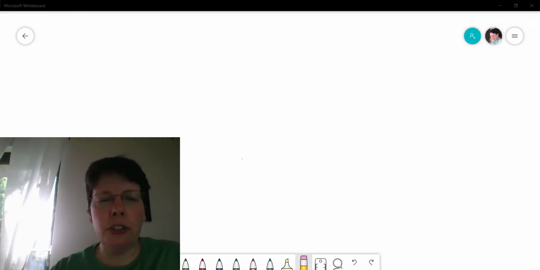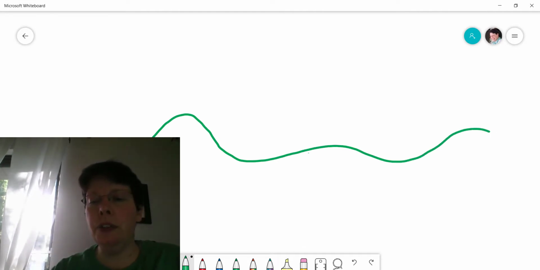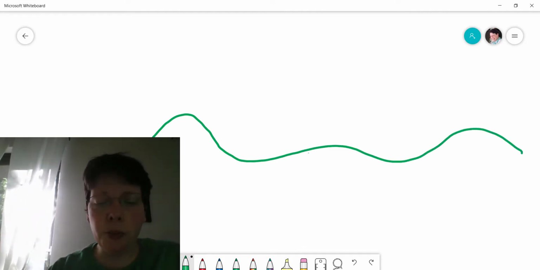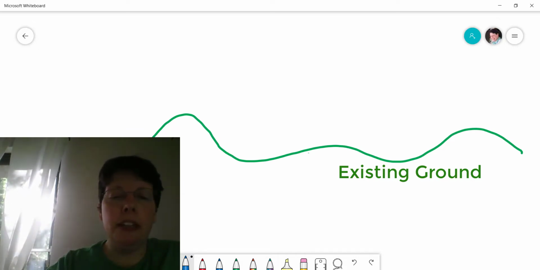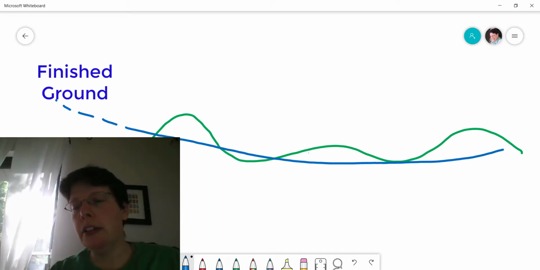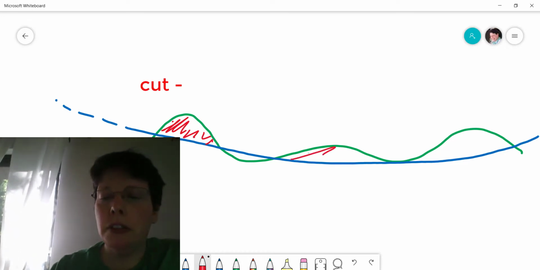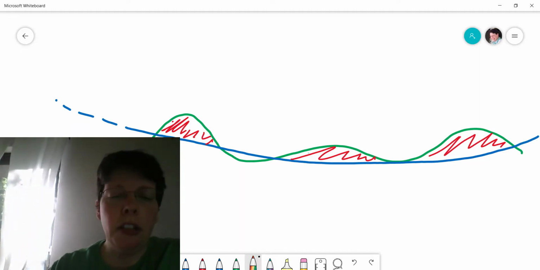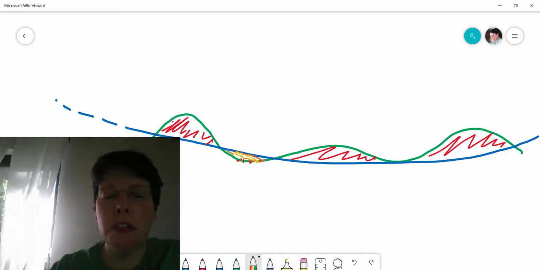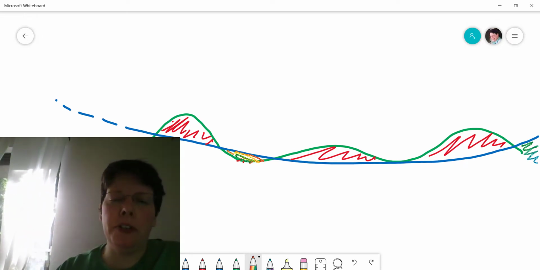I want you to think you've got some sort of ground, and that's what's real, and then let's say you want to put something over top of it. Like that. I don't know why, whatever. So you're going to have areas of cut, and you're going to have areas of fill. Now, just looking at this, you can see there's more cut than there is fill.